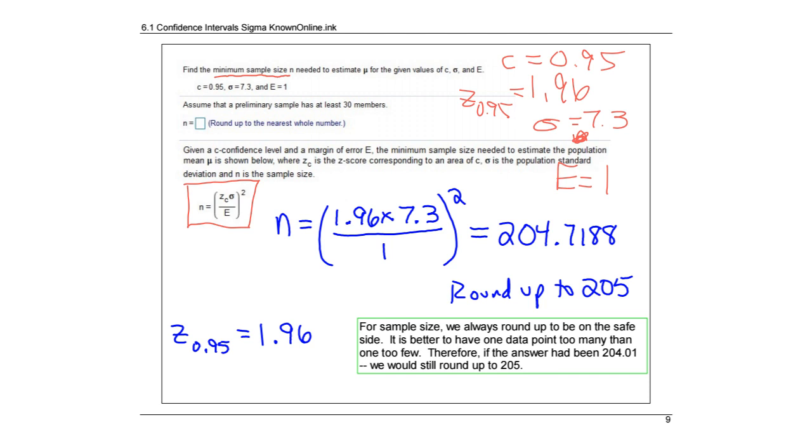Okay, so now I'm going to pop everything in. The Z of C goes right here, that's 1.96. My standard deviation goes here, that's 7.3. I'm going to divide by the margin of error, that's 1, and then don't forget to square. So when I do that, I get 204.7188. So remember, we're always going to round up no matter what, but this one already would naturally round up to 205. And so my minimum sample size, in order to have this 95% confidence, needs to be 205.